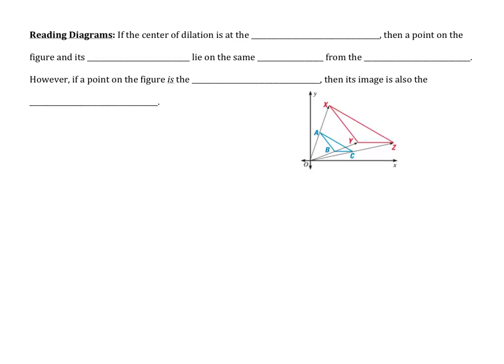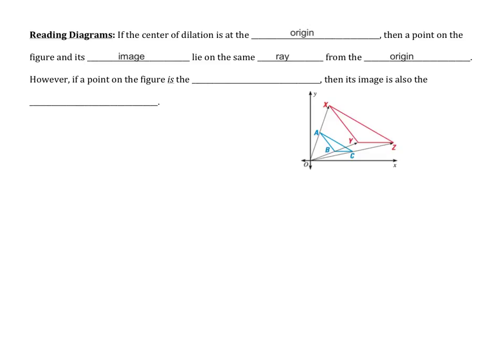And just a side note about reading the diagrams. If the center of dilation is at the origin, then a point on the figure and its image lie on the same ray from the origin. So you can see here, since X would be the image of A, a ray connects those two coming straight out of the origin. Y corresponds to B, so a ray connecting those two comes straight out of the origin. And the same goes for Z and C. I can connect them with the ray coming from the origin.